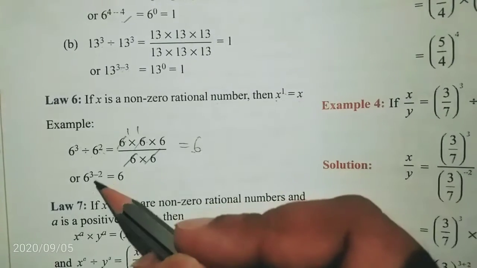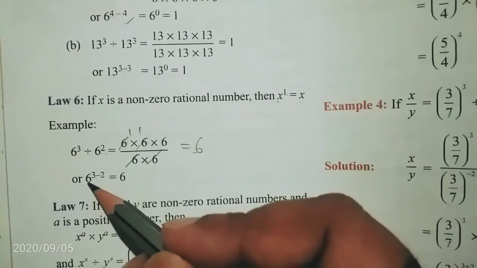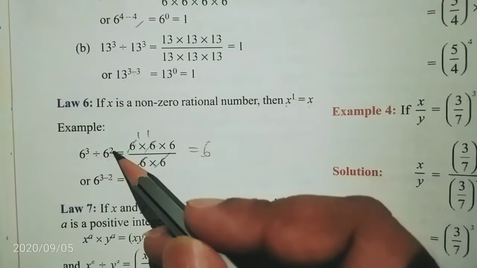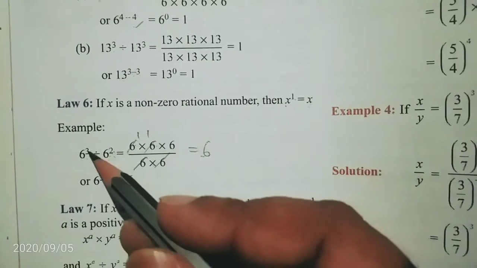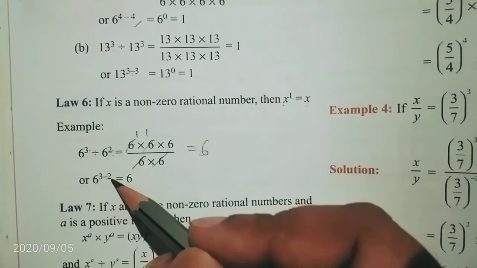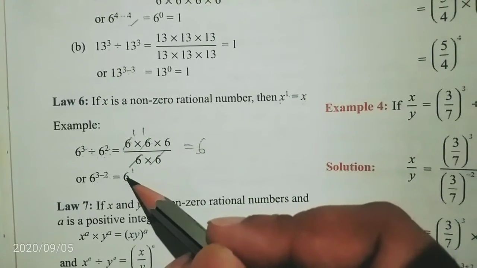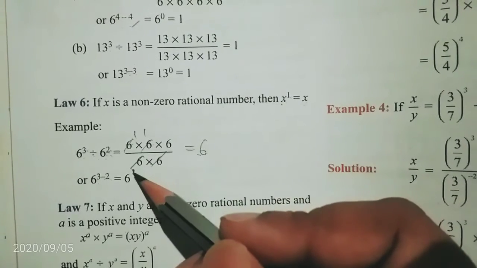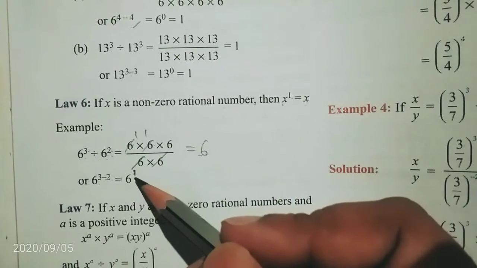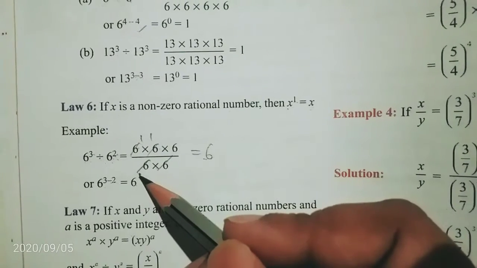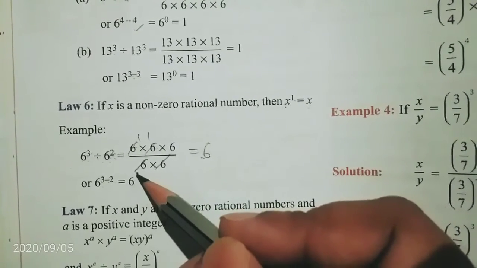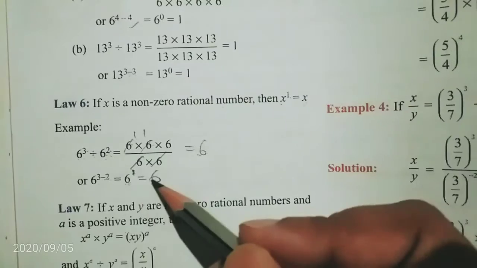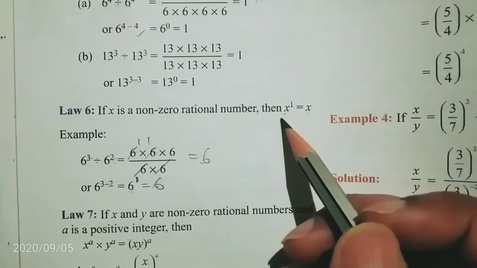And if you apply the law, the formula, it is in division form and it is the same base, so the powers will be subtracted. So 6 to the power 3 minus 2. Then 3 minus 2 is 1. So 6 to the power 1. Every time I tell you, if no number is written, it is considered as 1. Here nothing is written, that means 6 to the power 1. 6 to the power 1 is 6, the number itself, the base itself. Understood? So this is also a very easy law.